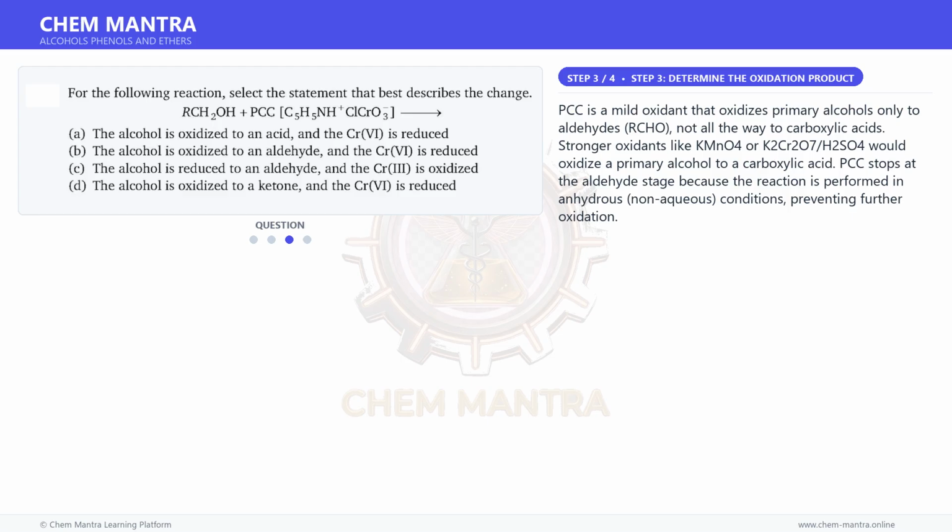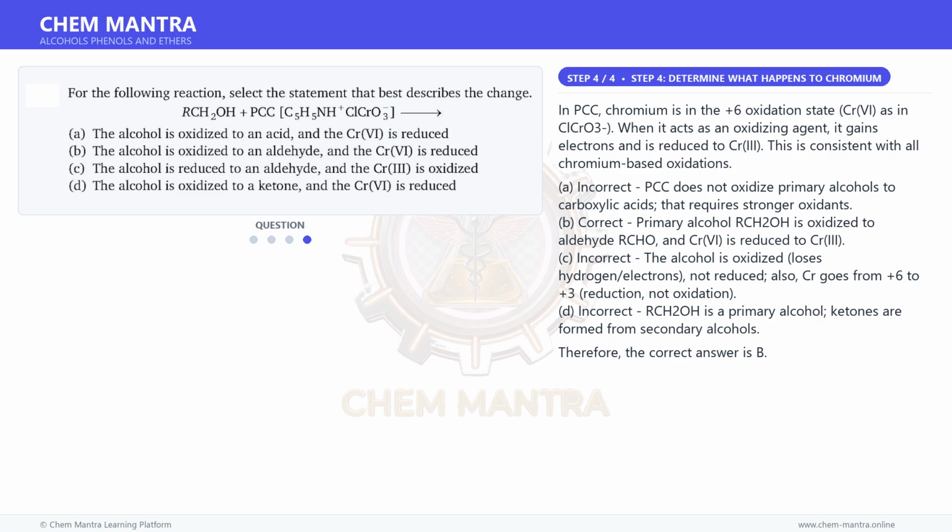PCC is a mild oxidant that oxidizes primary alcohols only to aldehydes, RCHO, not all the way to carboxylic acids. Stronger oxidants like KMnO4 or K2Cr2O7/H2SO4 would oxidize a primary alcohol to a carboxylic acid. PCC stops at the aldehyde stage because the reaction is performed in anhydrous, non-aqueous conditions, preventing further oxidation.